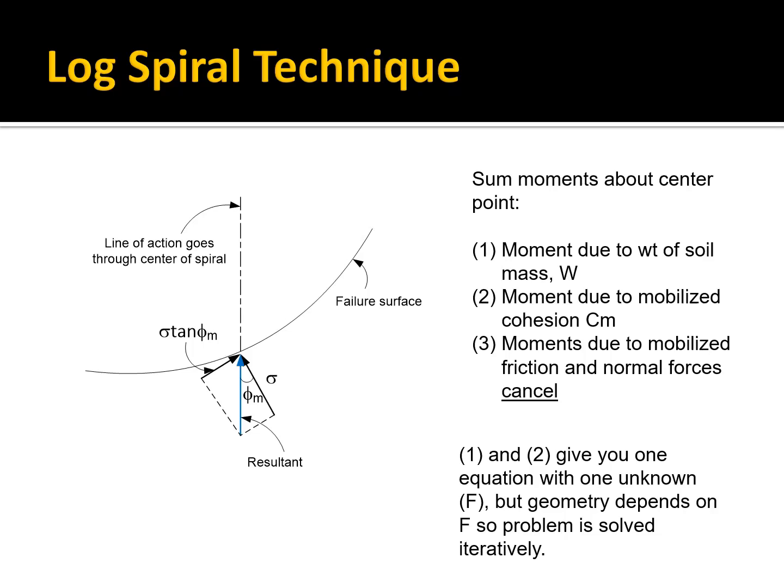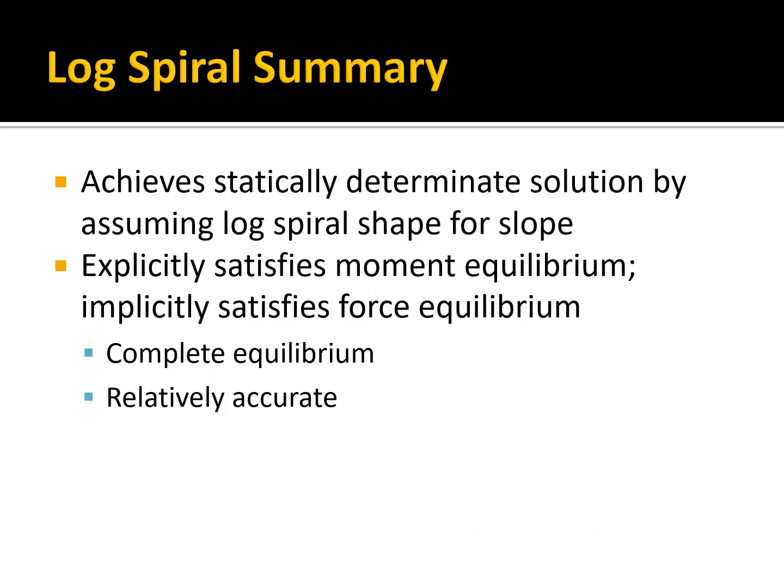Well, the problem is the geometry of this failure surface depends on the mobilized friction angle, which is a function of the factor of safety. So you have to make a guess at the factor of safety, generate a surface, calculate the factor of safety, make another guess, and keep iterating until you get a match. So it's difficult to do by hand, but you can write software to do it fairly easily.